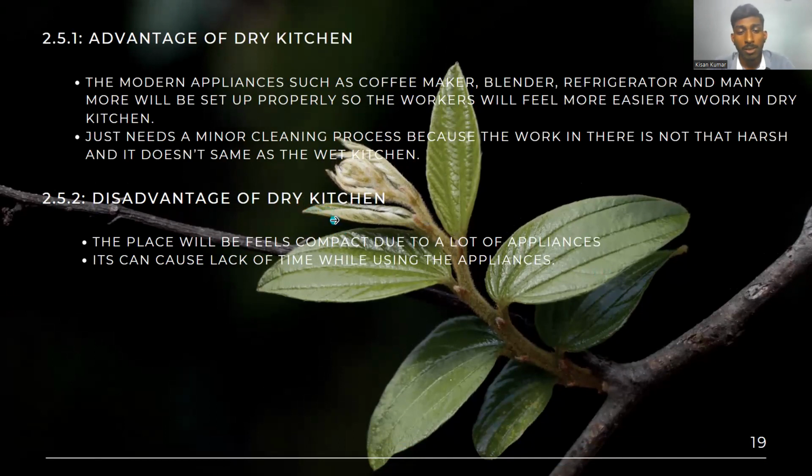So the disadvantage of the dry kitchen is the place will feel compact due to a lot of appliances, and the workers will also be busy using the appliances, so the place will feel a little compact. The compactness can cause a lack of time while using the appliances, and it can also delay the food preparation time for the students.